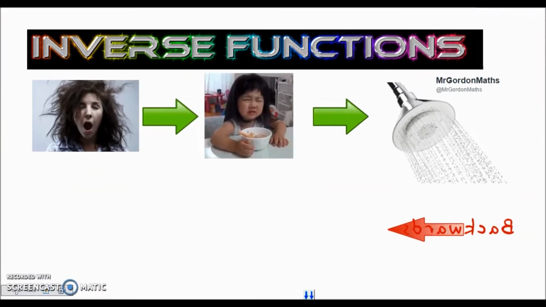Guys, welcome to the last video in the functions playlist. We're going to be talking about inverse functions here. And what do we mean by the word inverse? Well, it basically just means doing the opposite.